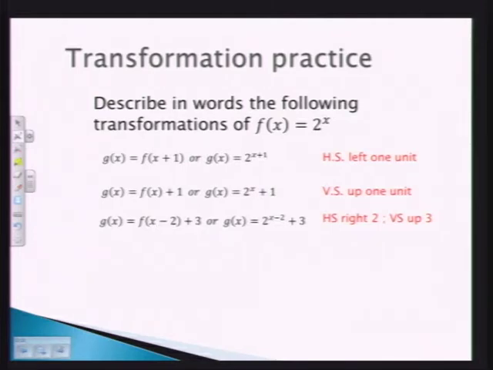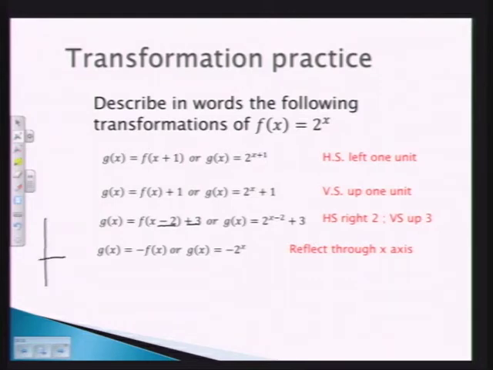And finally, we could look at g of x equals minus f of x, or g of x then is the opposite of 2 to the x. In this case, as you recall, that is going to be a reflection through the x-axis. So if we look at that graph real quickly, if this is 2 to the x, our new function is reflecting through the x-axis. Like that is how it would look.